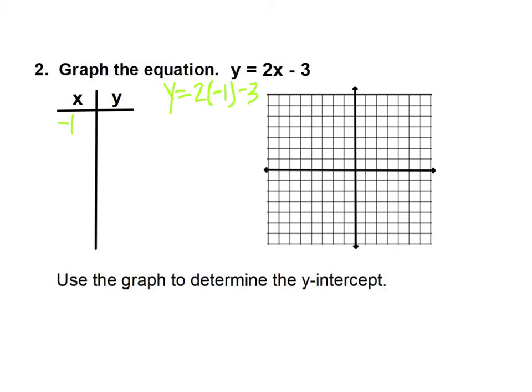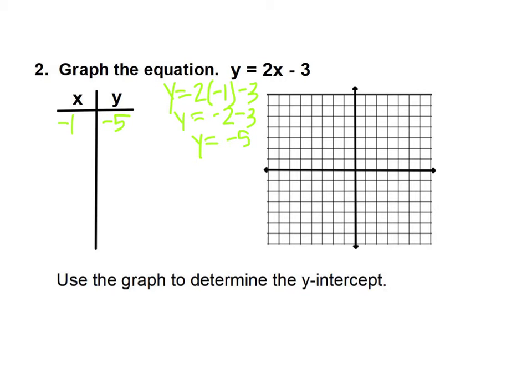So we have y equals 2 times -1, which is -2 minus 3. And then y equals -2 minus 3 is -5. So that means when x equals -1, y equals -5.